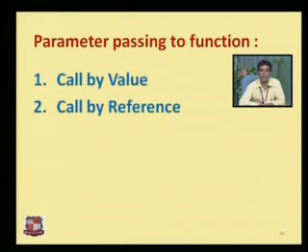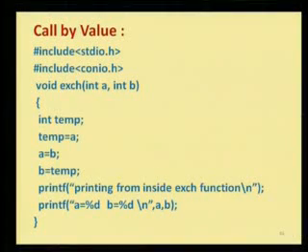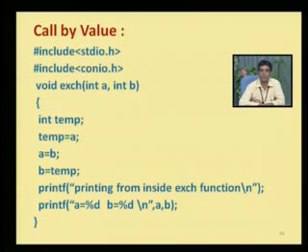By using call by reference, we define the address of that variable, rather than defining a particular value. Then in the next section we include those functions. For call by value, we write #include <stdio.h> and #include <conio.h>. Then we use a particular function, void exch. Exch is used for exchange, with int a, int b.